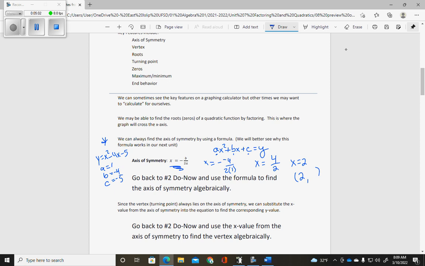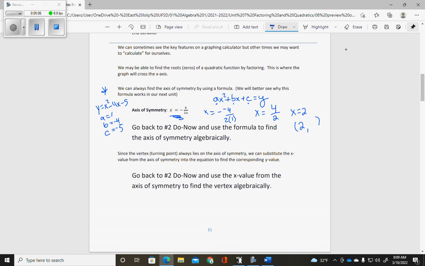So to find the y value, we substitute that x value into the equation, right? So here it's asking us to now find the vertex by substituting in our x value. So remember the equation was y equals x squared minus 4x minus 5. But I know that my x is 2. So let's find out what the y is by substituting in that 2.